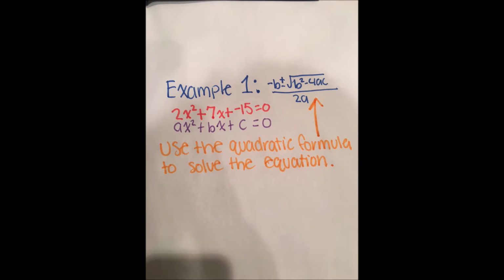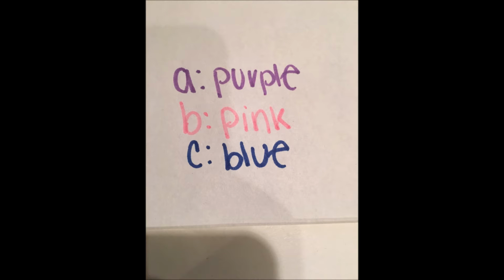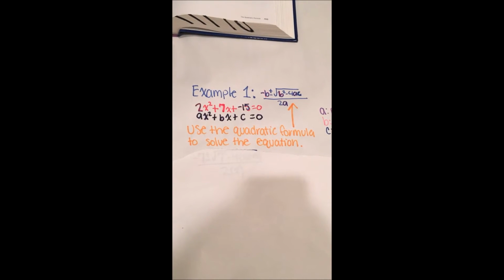In this example, we're given the equation 2x squared plus 7x plus negative 15 equals 0. It says to use the quadratic formula to solve the equation. To make it easier, we'll use A as purple, B as pink, and C as blue. So first we have to plug in the A, B, and C values.